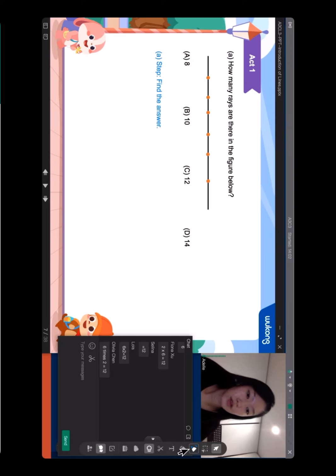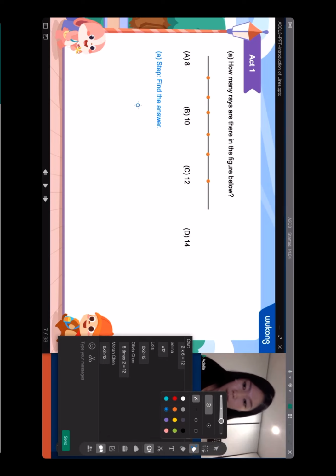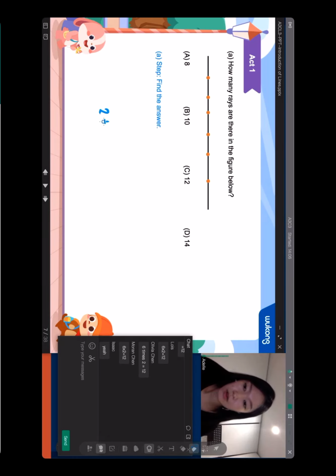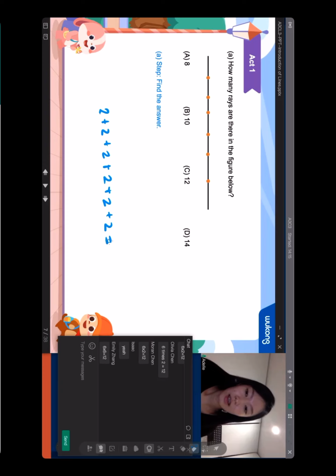We could do it by adding them, so we could do 2 plus 2 plus 2, I'm just gonna do this 6 times, which will give us 12, or we could do it in a more simplified way. So we just multiply by 6, which is 12.